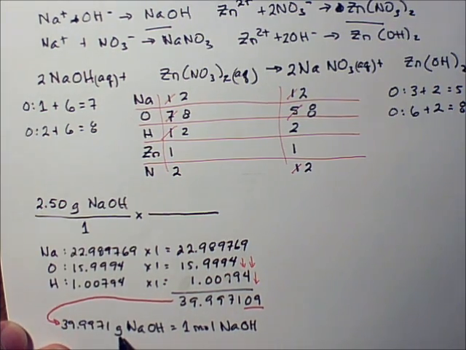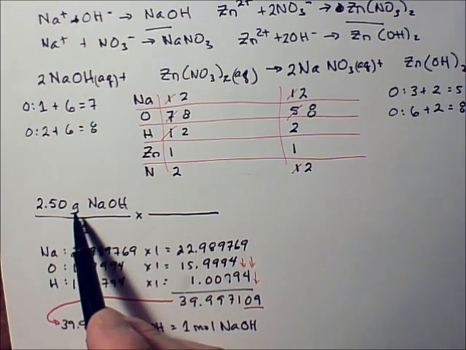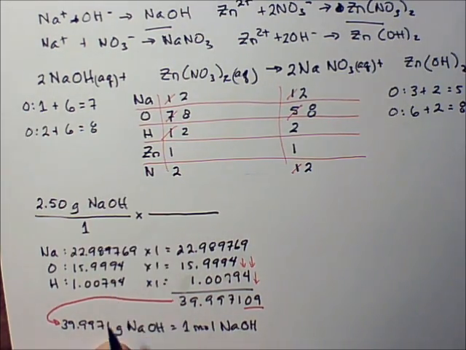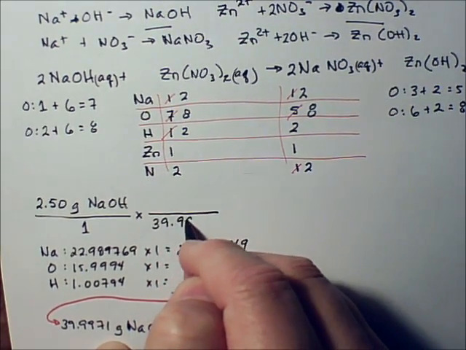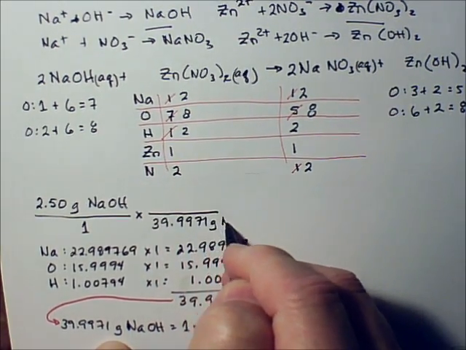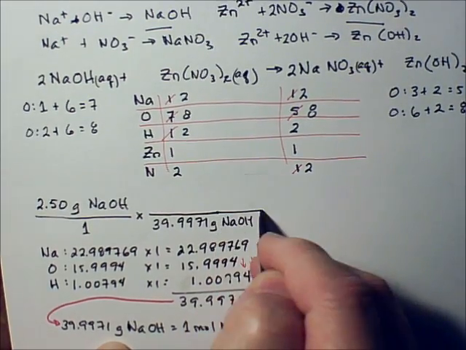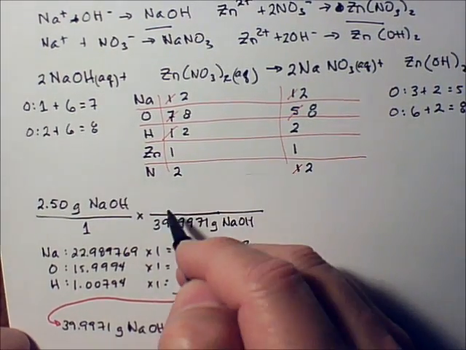So this side here has the same units and species, grams of sodium hydroxide, that matches what I have in the beginning, grams of sodium hydroxide. So this is what goes on the bottom. And the other side goes on the top.